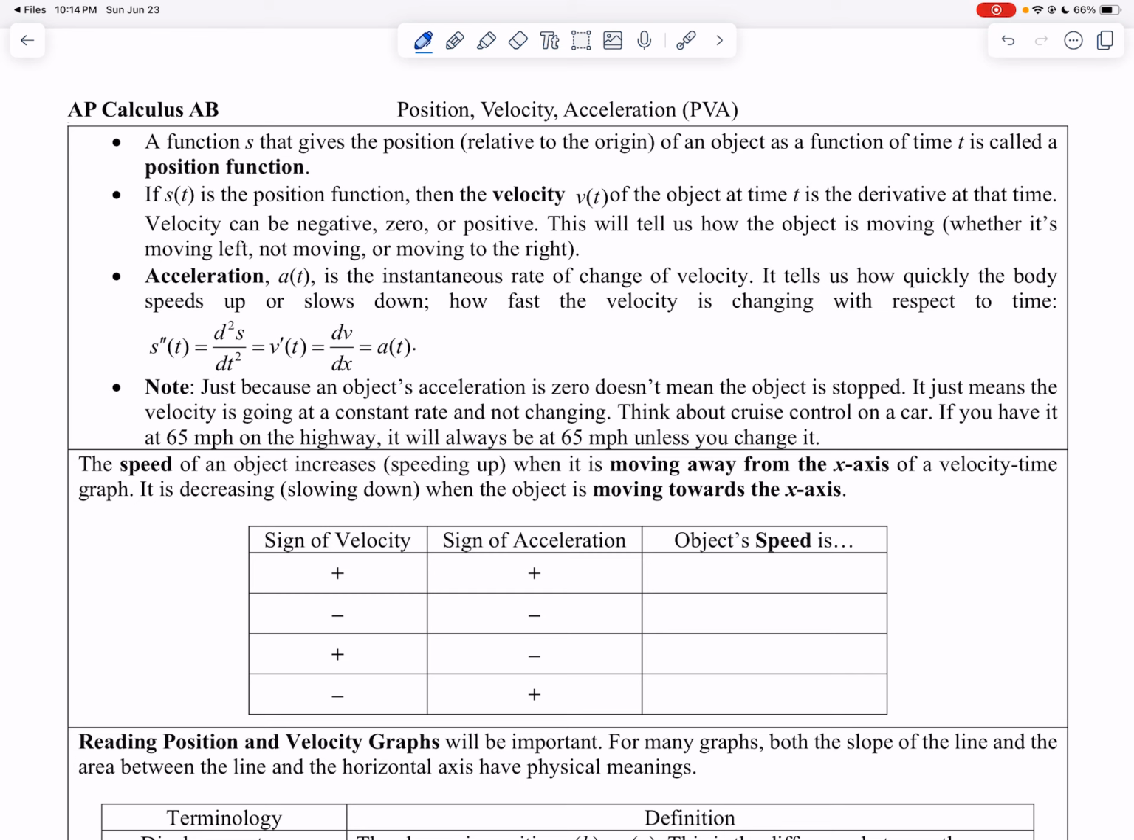Acceleration is the instantaneous rate of change of velocity. This is going to tell us how quickly the body speeds up or slows down, aka how fast the velocity is changing with respect to time.